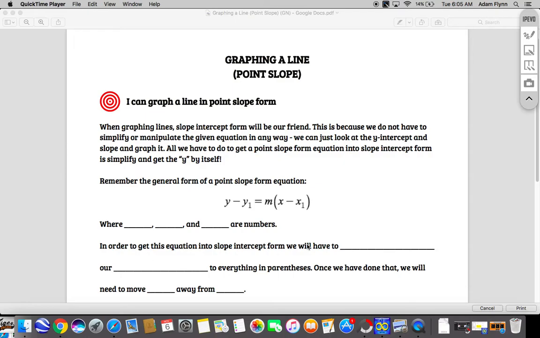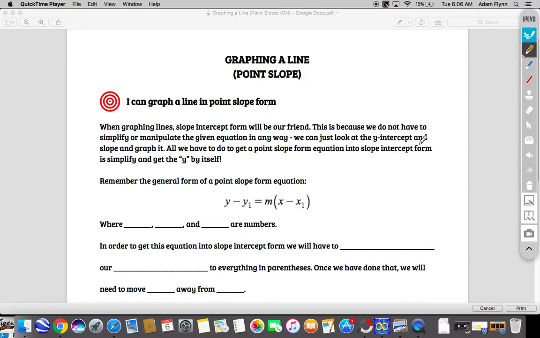When graphing lines, slope-intercept form will be our friend. This is because we do not have to simplify or manipulate the given equation in any way. We can just look at the y-intercept and slope and graph it. All we have to do to get a point-slope form equation into slope-intercept form is simplify and get the y by itself. So first off, let's remember the general form of a point-slope form equation.